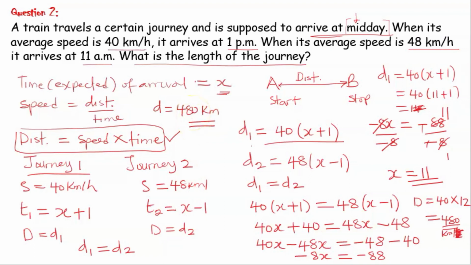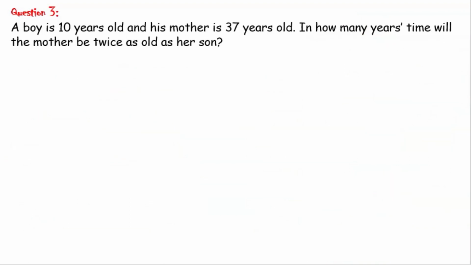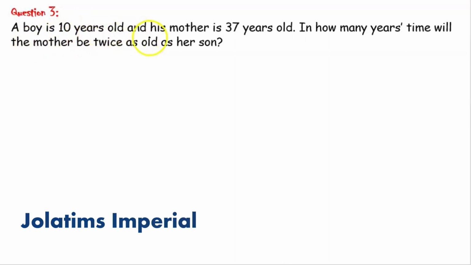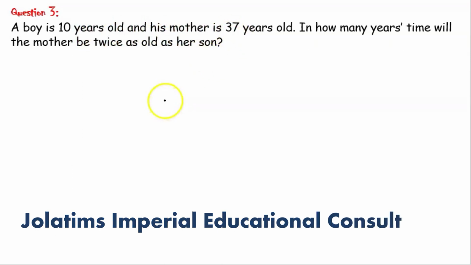Let's also look at another question. I believe this is clear. Let's see another question. Now, this is another question before us, and in this case, we are told that a boy is 10 years old and the mother is 37 years old. In how many years' time will the mother be twice as old as her son?